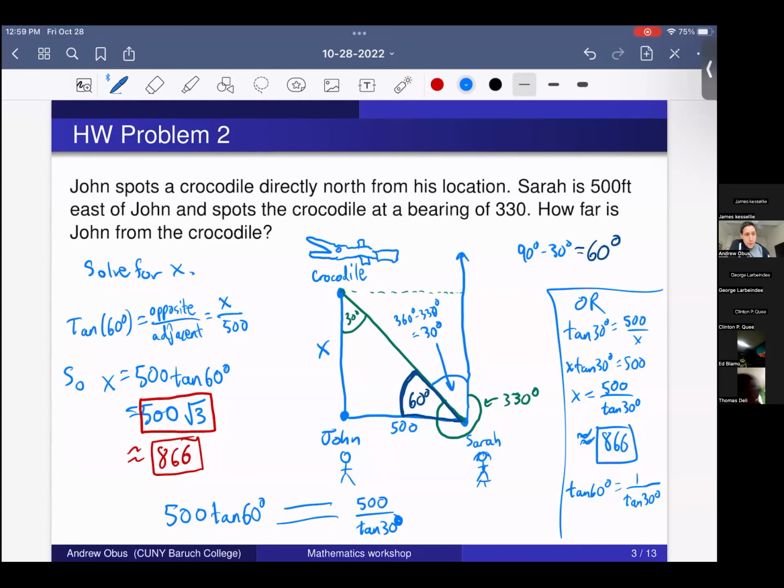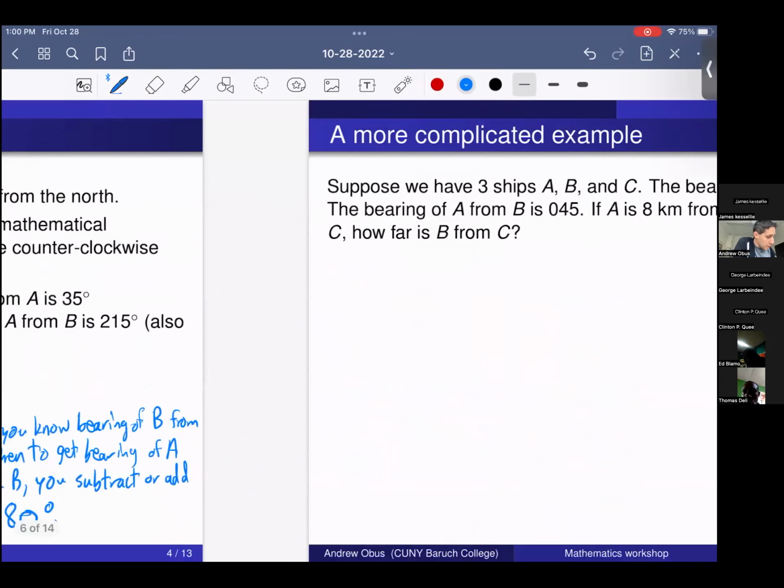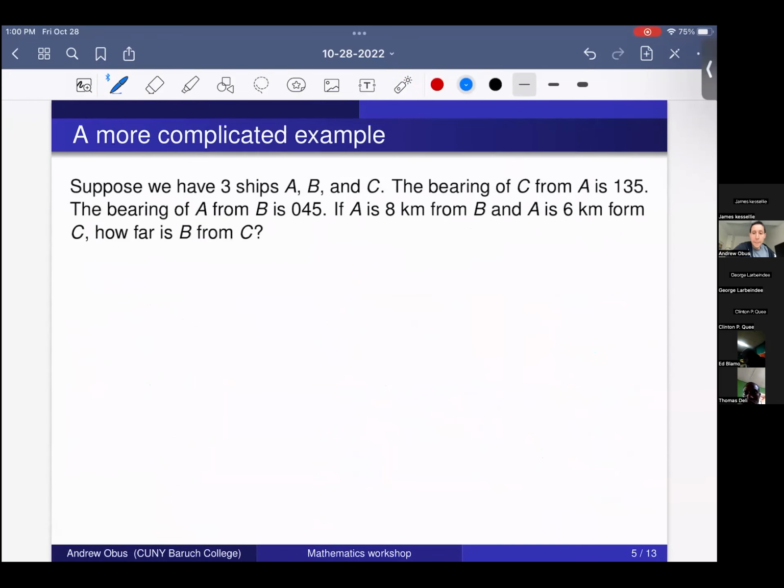Okay. Other questions about this problem? Okay, so let's do one more bearings problem that was in the notes. Some people already did this, but I want to do it in person today. This one is a little bit more complicated, and sometimes I've seen questions like these on some of the exams. So now we have three ships A, B, and C, and the bearing of C from A is 135.